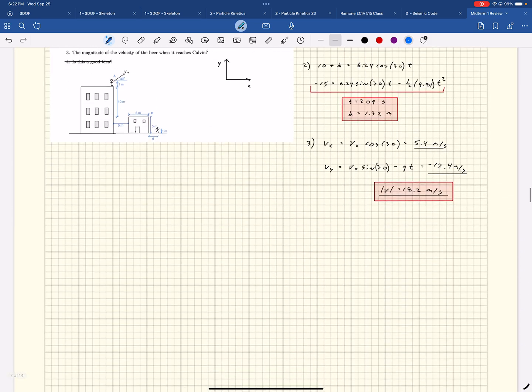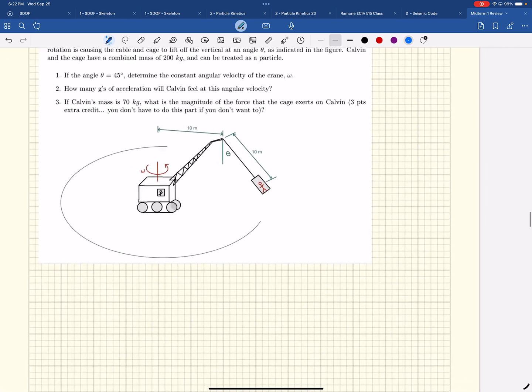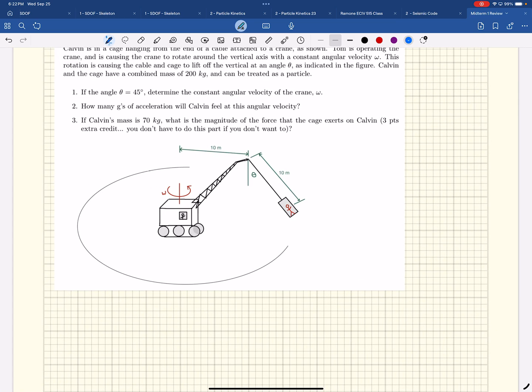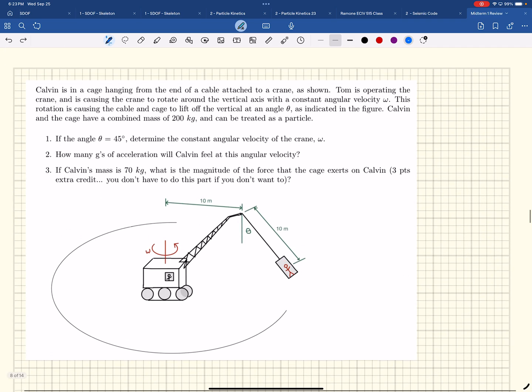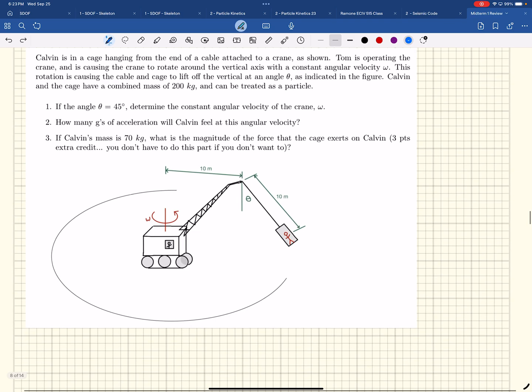Okay. All right. Let's do the next one. Tom and Calvin are pretty crazy here. So Tom and Calvin got a hold of a crane during COVID days. They got one of these things, a little man basket up there. I think it's Calvin that's in there. Calvin is in a cage hanging from a cable, right?